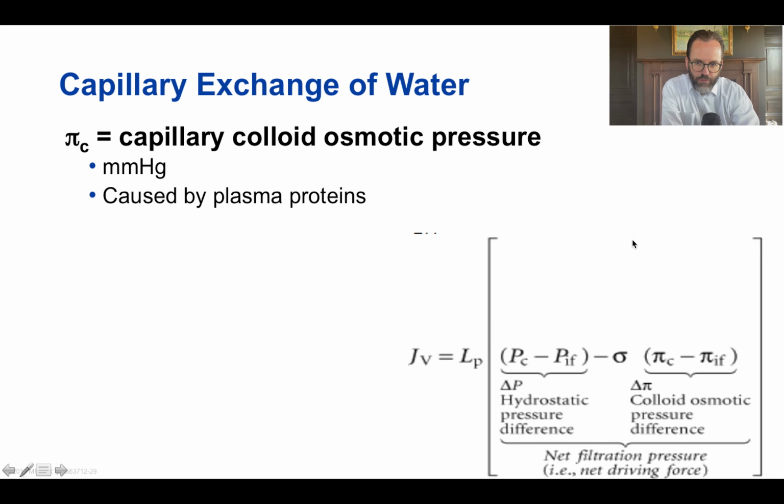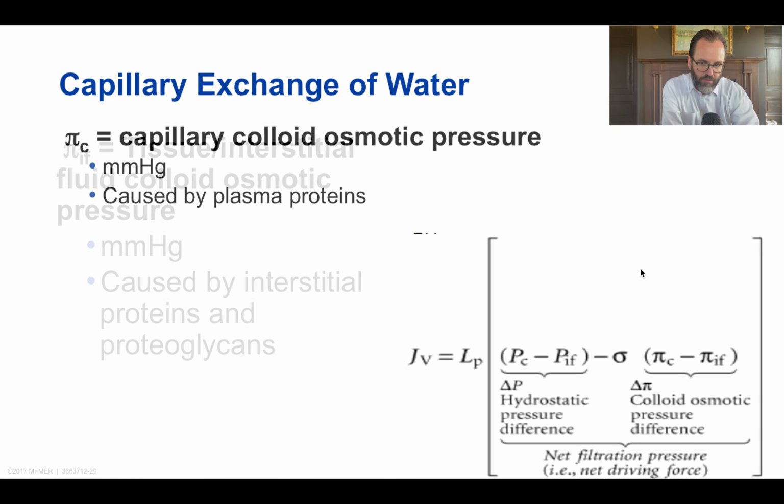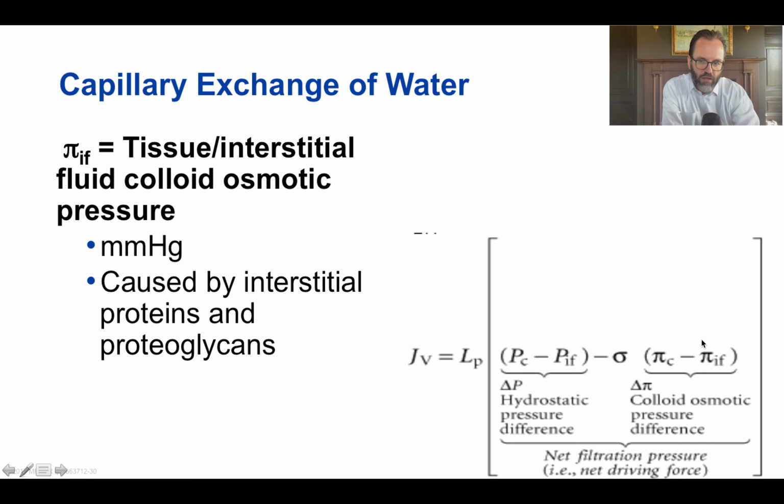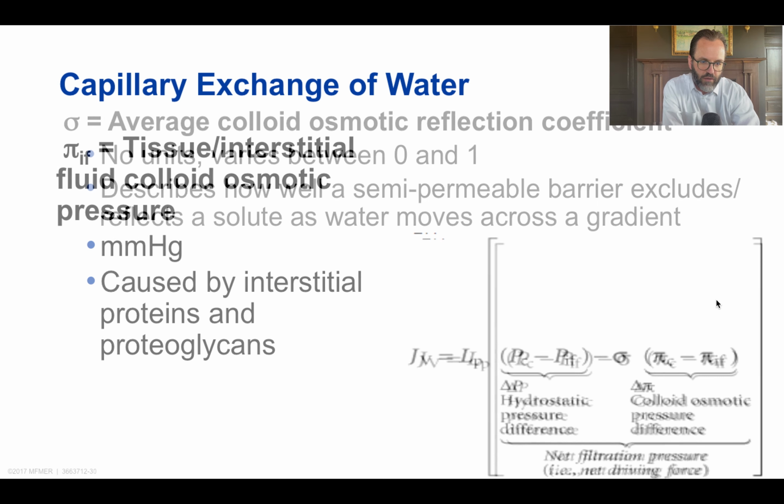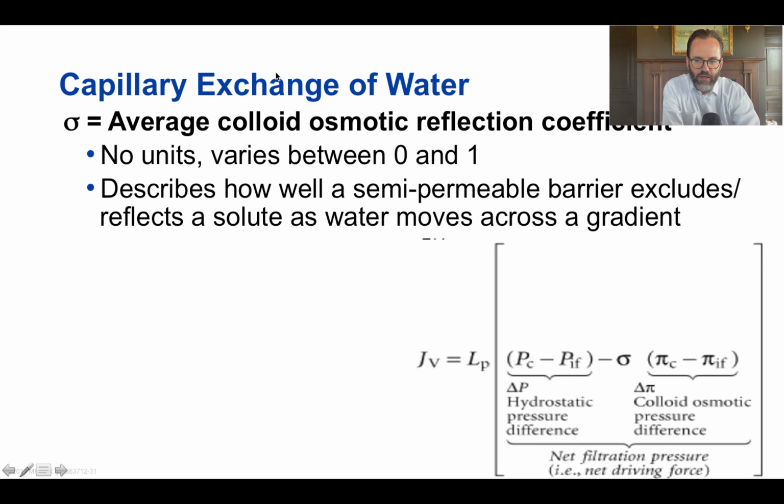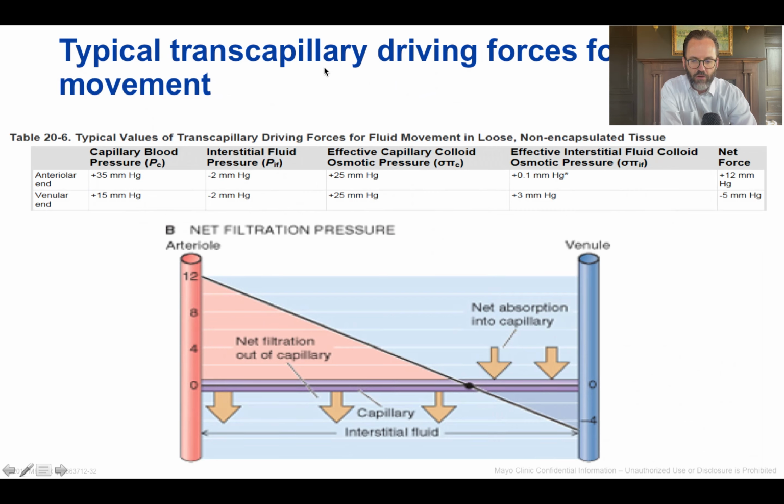The capillary colloid osmotic pressure within the vessel, of course, that's caused by plasma proteins. Outside of the vessel, you have the interstitial colloid osmotic pressure. So again, free proteins within each region of this capillary point of exchange. And then finally, a colloid osmotic pressure reflection coefficient, which describes how well a semi-permeable barrier such as a capillary excludes or reflects solutes as that water moves across that gradient. So you've got a pressure gradient, you've got a protein concentration gradient, and a reflection coefficient here, ultimately, which is going to dictate your net filtration pressure across a given capillary or capillary bed with a conductivity coefficient there.